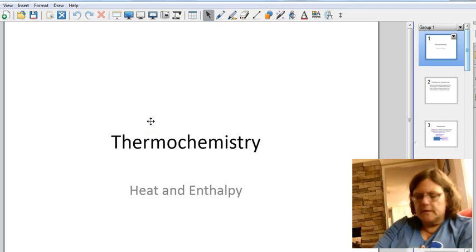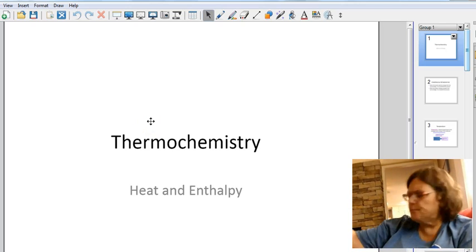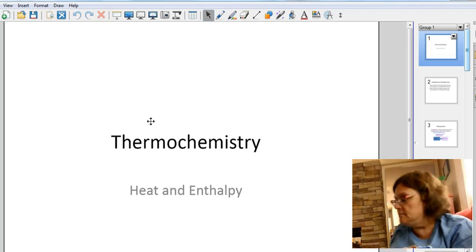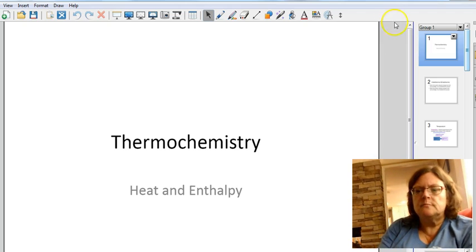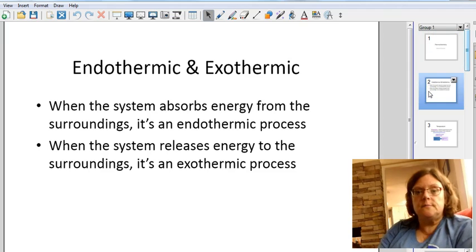Our next unit is going to be on thermochemistry. Thermo, of course, means heat. Chemistry is chemistry. So we're going to be talking about heat. A couple terms you're going to need to know: endothermic and exothermic. Endothermic means the system is absorbing energy. Exothermic means the system is releasing energy.